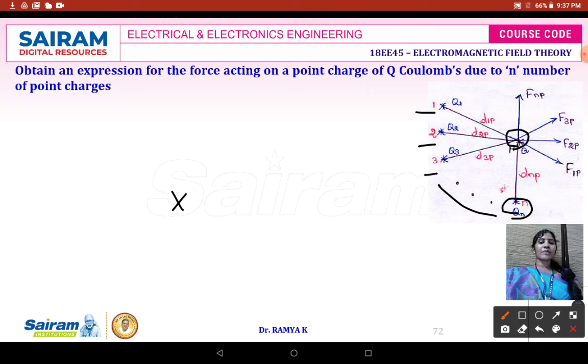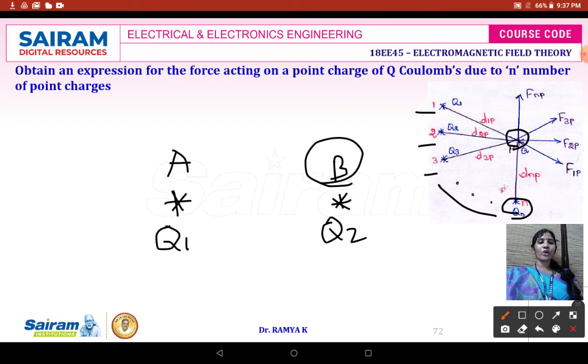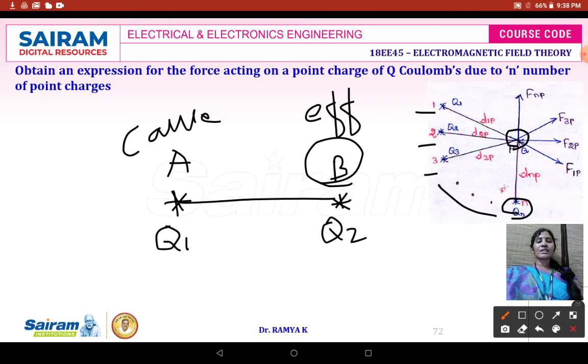Suppose I'm giving 2 points. I'm telling you that you have a charge q1 at point A and charge q2 at point B. Now find the force at point B. If I'm asking you to identify the force at point B, then this is going to be your effect and the other is going to be your cause. The point where we identify the parameter is going to be your effect, and all the other points are going to be your cause.